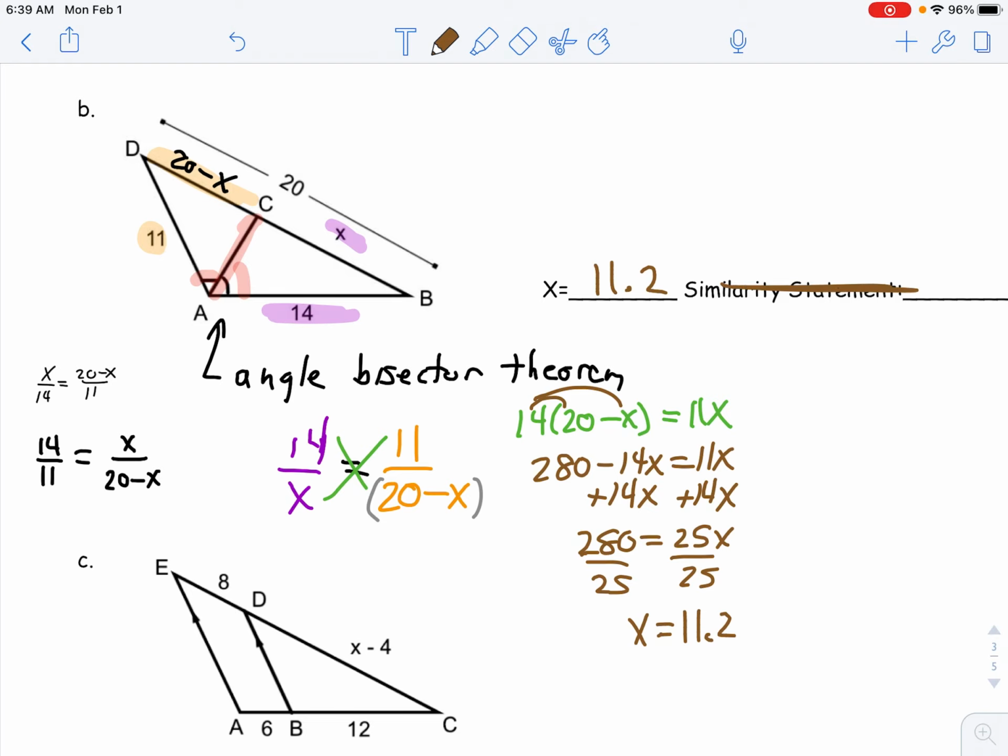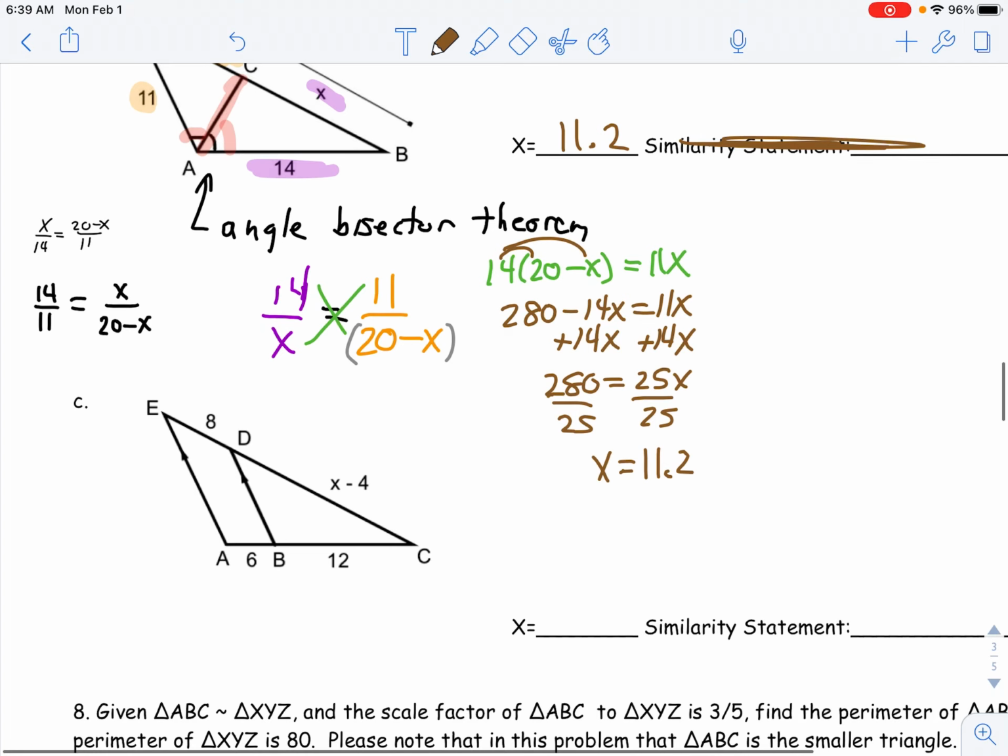In this one right here, we're going to skip the similarity statement. Skip.